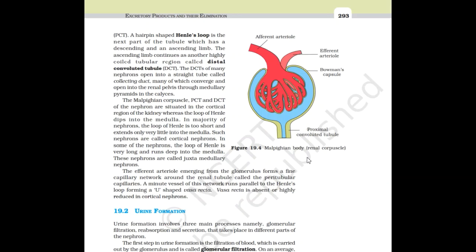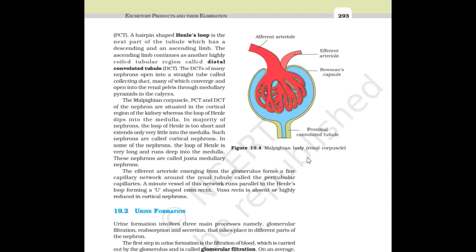Such nephrons are called cortical nephrons. In some of the nephrons, the loop of Henle is very long and runs deep into the medulla. These nephrons are called juxtamedullary nephrons. The efferent arteriole emerging from the glomerulus forms a fine capillary network around the renal tubules, called the peritubular capillaries. Minute vessels of this network run parallel to the loop of Henle, forming a U-shaped vasa recta. Vasa recta is absent or highly reduced in cortical nephrons.